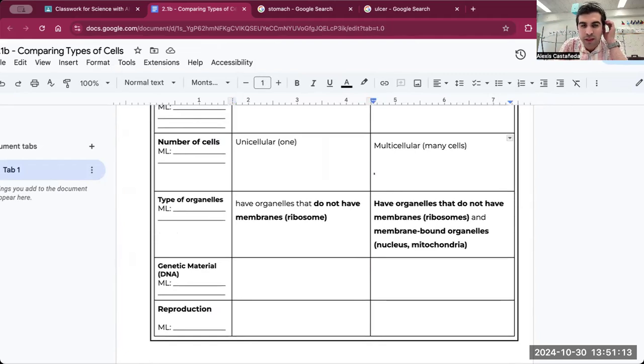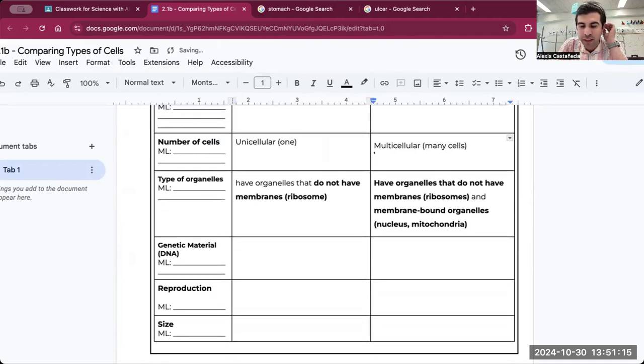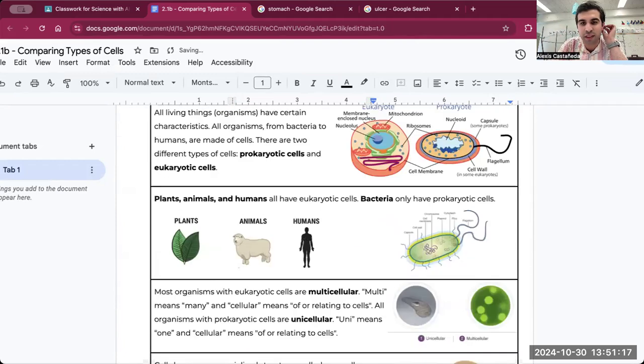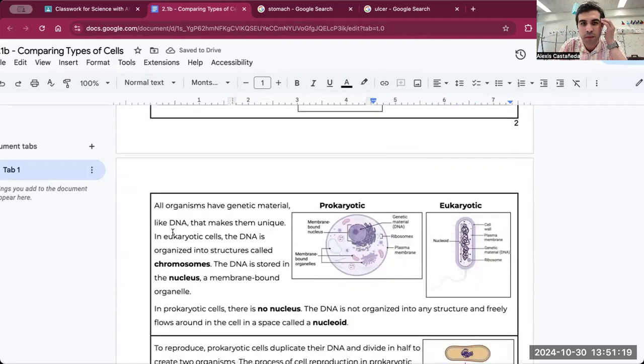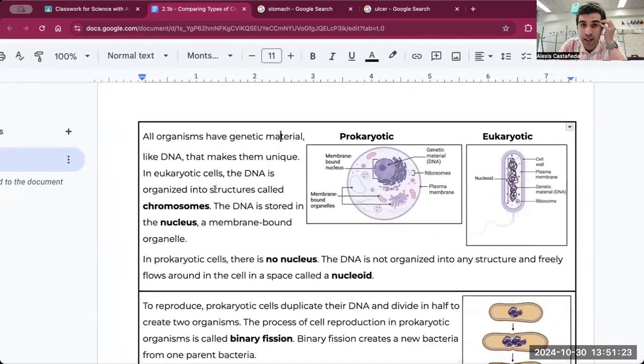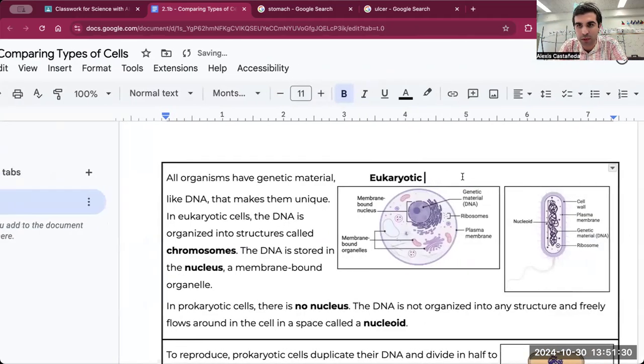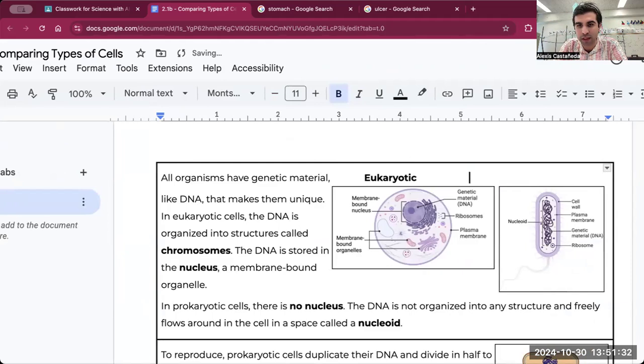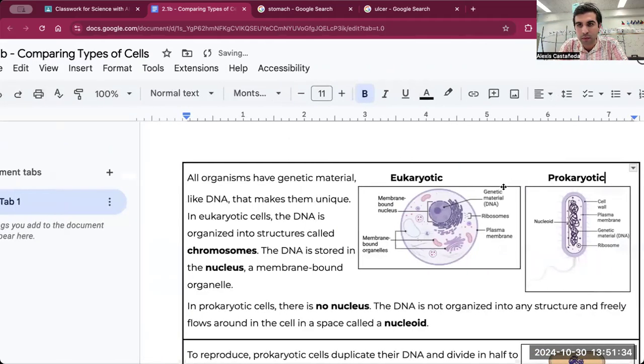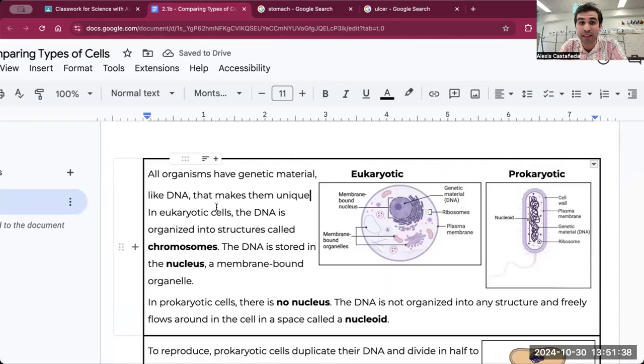So now let's see what else we need to know. Now we're talking about genetic material, DNA. Everything that's alive, all living things, all organisms have genetic material like DNA that makes them unique. Oops, these labels are backwards. My bad, there's a mistake here. They should say eukaryotic here, and they should say prokaryotic over here. I made a mistake.